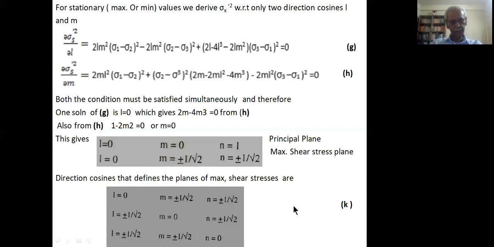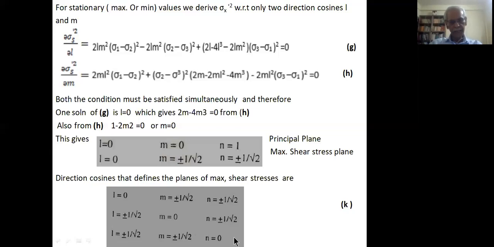Now, in the same way, here we have derived with respect to L and M. We can do in the same way, we can take L and N or M and N. And that way, we can have 3 conditions. We can have L equal to 0, M equal to plus minus 1 by root 2, N equal to plus minus 1 by root 2, or when M equal to 0, L equal to plus minus 1 by root 2, N equal to plus minus 1 by root 2. And when N equal to 0, in the same way, we have L equal to plus minus 1 by root 2, and M equal to plus minus 1 by root 2.